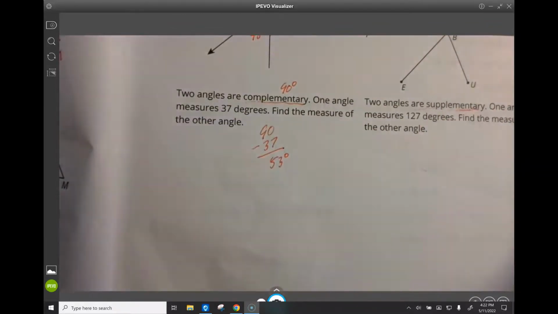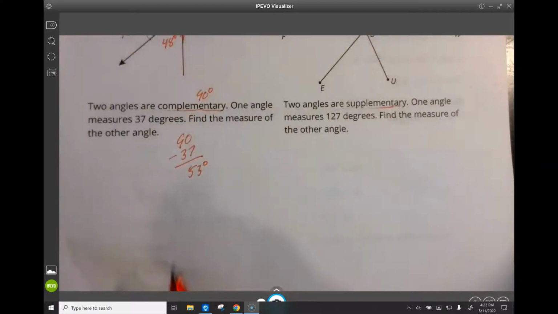Okay, now it says two angles are supplementary. I'm going to pause. I'm going to let you do this one on your own. Try it. After you've seen this one, try this one. Ready? Go.